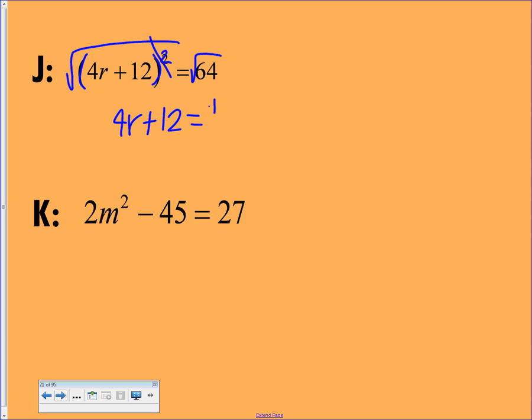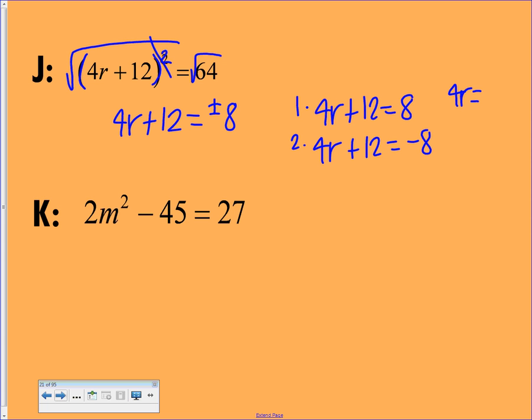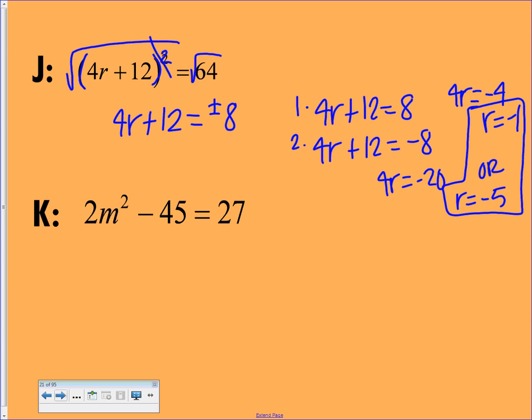But remember, when you take a square root, you've got a plus or minus. So now I have two equations. 4r plus 12 equals 8, or 4r plus 12 equals a negative 8. So if I solve my first one, I'm going to get 4r to equal, if I subtract 12, negative 4. So r will equal negative 1. Or my second one, subtracting that, I'll get a negative 20. So r will equal negative 5. So there are my two answers over here.